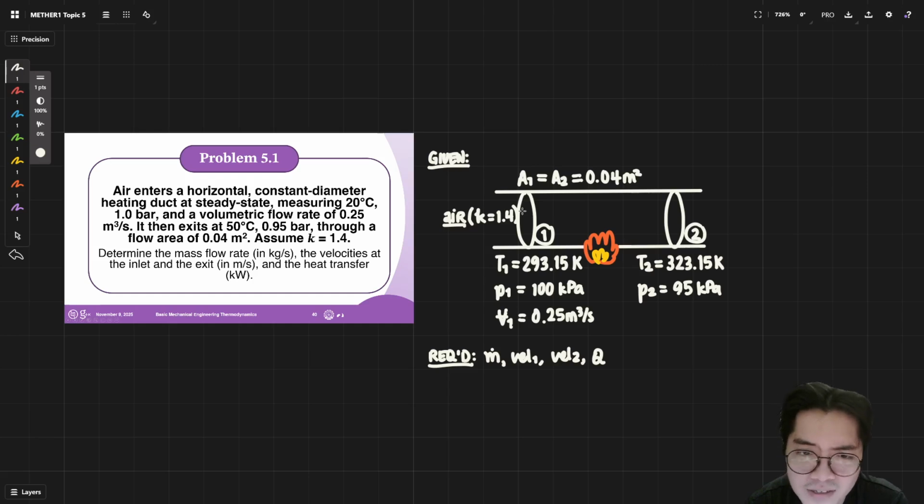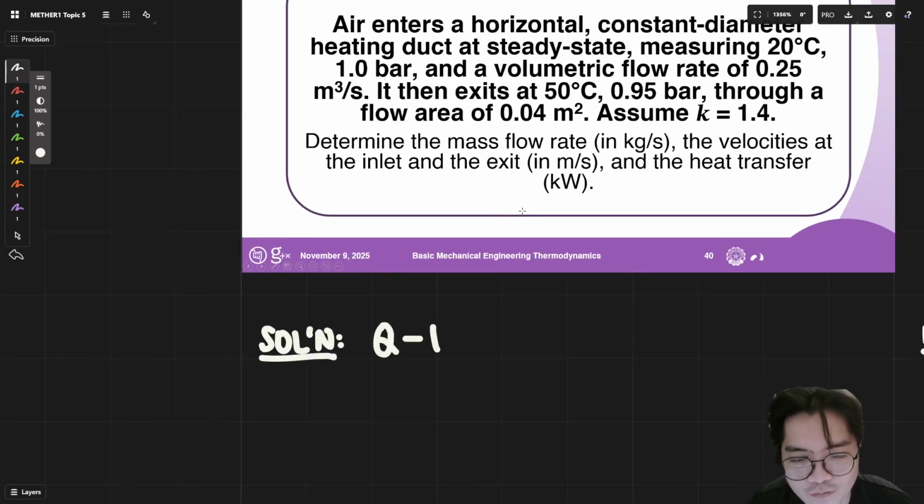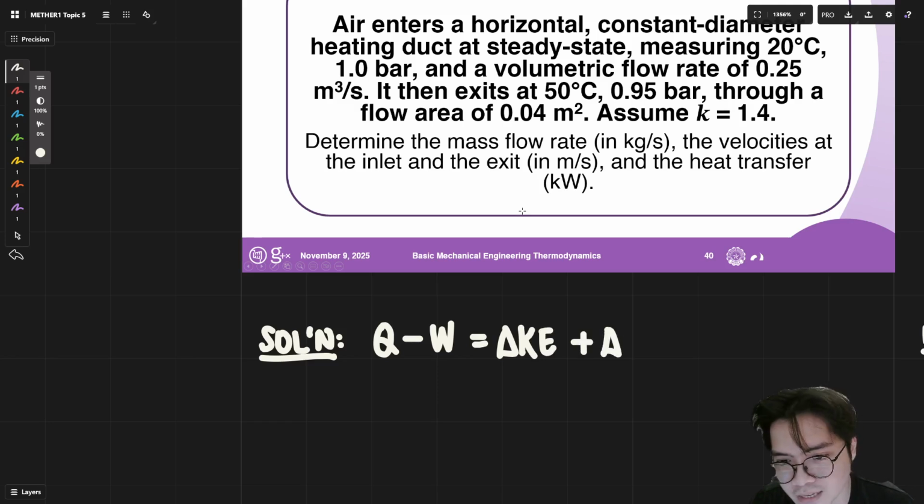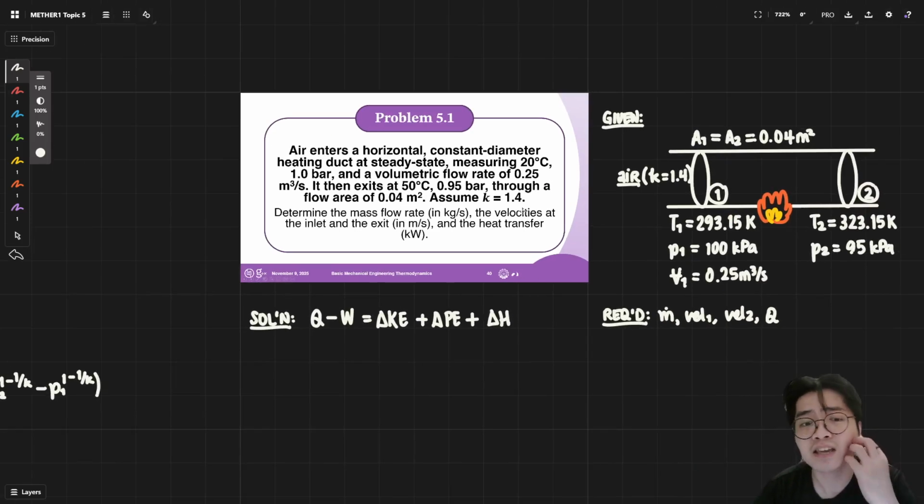But the thing about it is this. What I said before. This is fun because technically you already know what you're supposed to do. The solution is always write down the first law. Q minus W equals delta KE plus delta PE plus delta H. This will get boring. Okay? I understand that will get boring, but the thing is, you start here. There is no other starting place but here. Right? And so now, we start canceling.